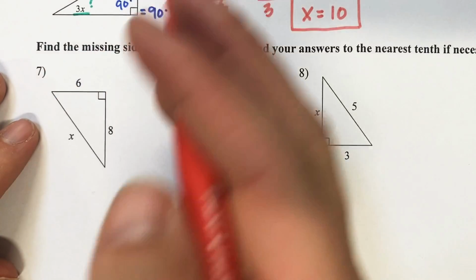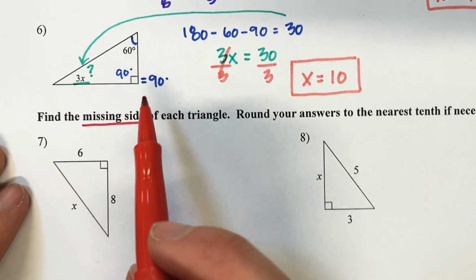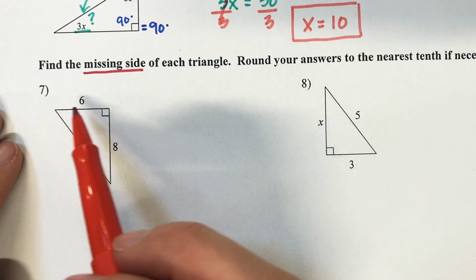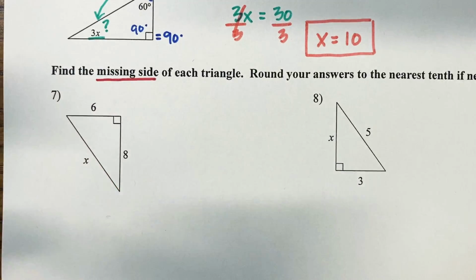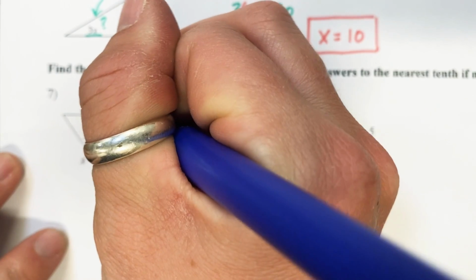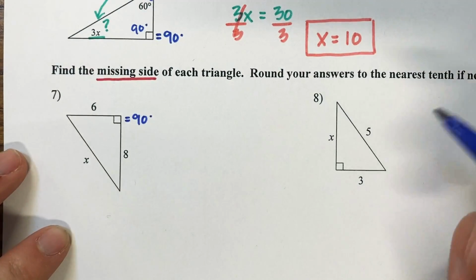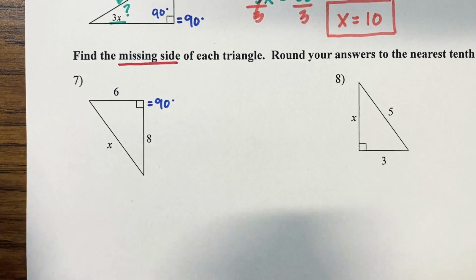Now for numbers 7 and 8. Notice it's asking us now to find the missing side. We're not talking about angles anymore. Angles are on the inside. The sides are the sides of the triangle. Notice it doesn't really give us the angles except for one, which is, what does that little box mean? It means 90 degrees. That's what's going to help us in what's called the Pythagorean theorem.